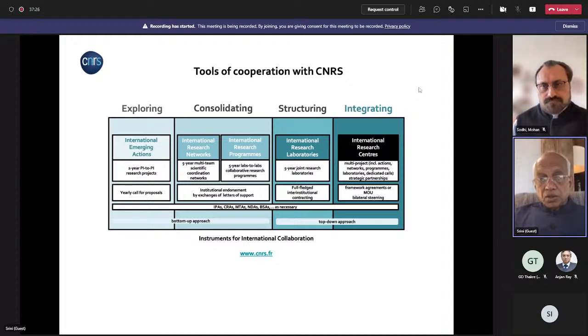And the way it works is you can start by exploring with a CNRS scientist, which is a 2-year project, or you can consolidate once you have already explored, and if you have already published and started working together, and they have had some exchanges, then you can work on 2 other schemes, which are called International Research Network or research programs. These are 5-year research projects. And if you have consolidated and you want to build something much stronger, then it is possible. And there the funding is more attractive.